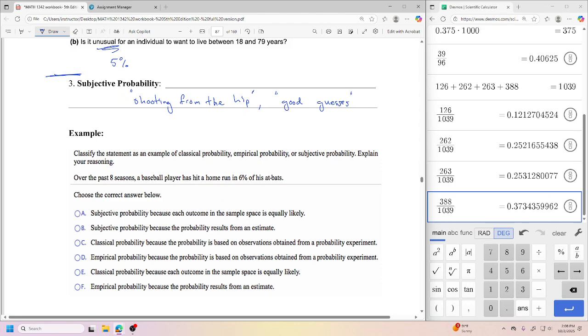So the statement that we have here says that over the past 8 seasons, a baseball player's home run hits were 6%. Okay, first off, I just want to know which one this is classified under, and I'm going to remind you, classical is fixed. We've got dice and coins and stuff like that, and then we've got empirical, which is more like data and charts and tables, and then the subjective maybe. So which one would you say this is? 6% for home runs.